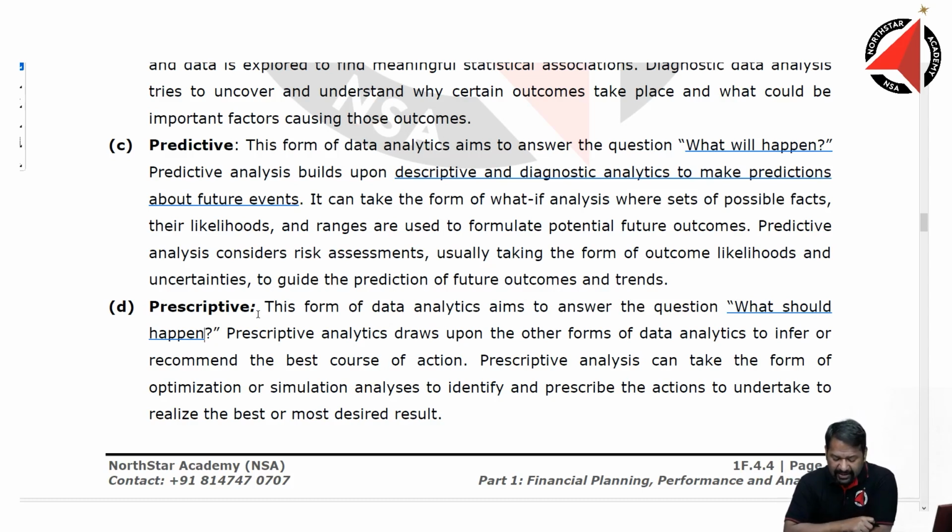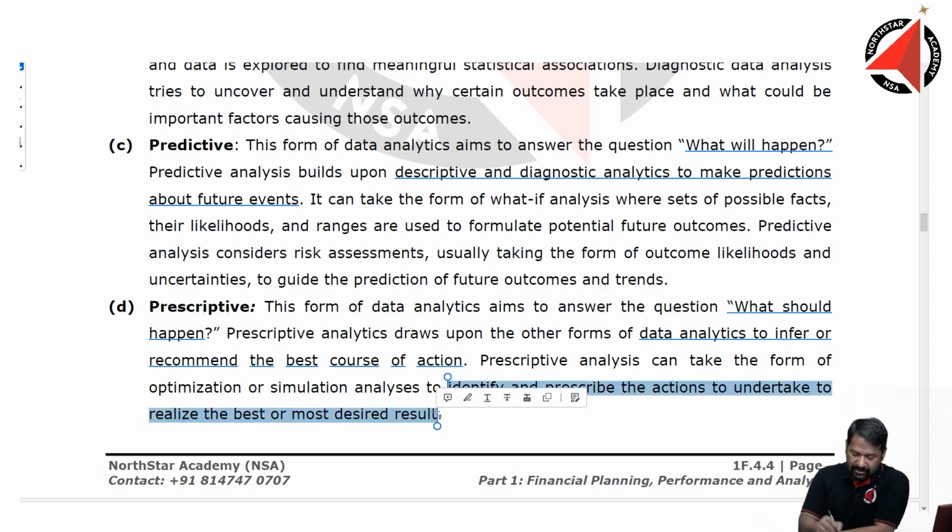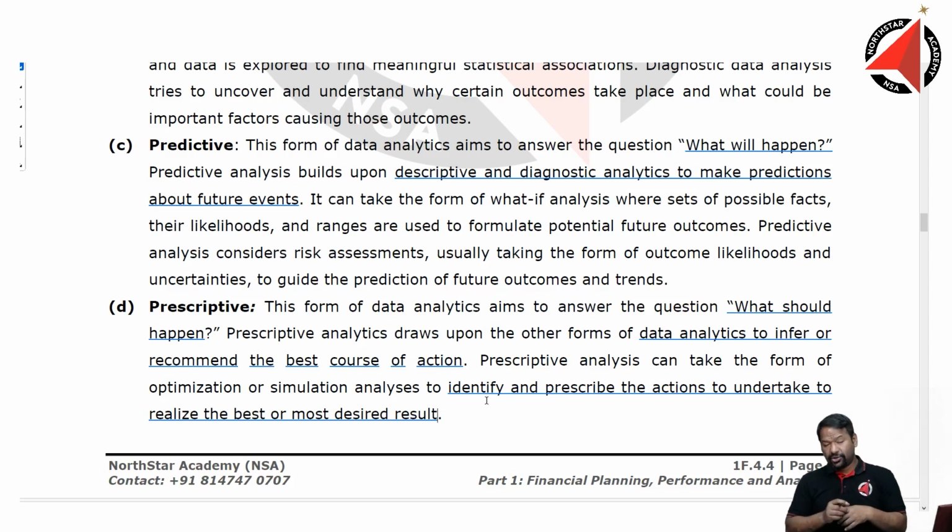So prescriptive analytics draws upon the other forms of data analytics to infer or recommend the best course of action. Prescriptive analytics can take the form of optimization or simulation analysis to identify and prescribe the actions to undertake to realize the best or the most desired results. So it tells us what should have happened based on what the company wants to achieve. It tells what could be the most optimal outcome based on so many different fact patterns.